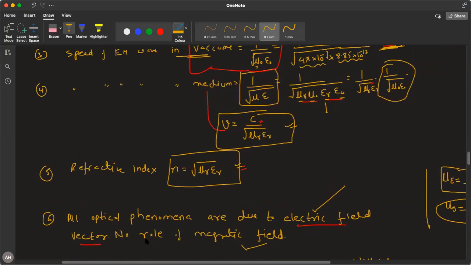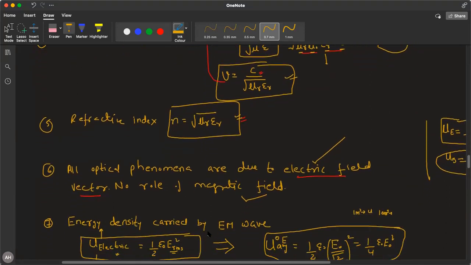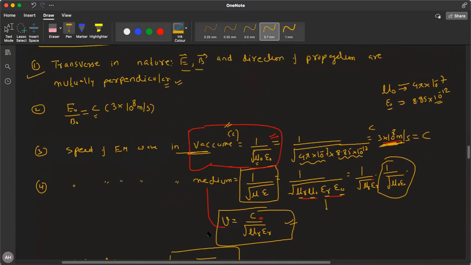Then there is another property: all optical phenomena in nature are due to the electric field vector. There is no role of the magnetic field vector in optical phenomena. Can you name some optical phenomena? Refraction, good. Another? Reflection, dispersion. All these optical phenomena are due to electric field vectors only. There is no role of any magnetic field vector in optical phenomena. That's the sixth equation. Just note it down, then we'll do a few more properties.